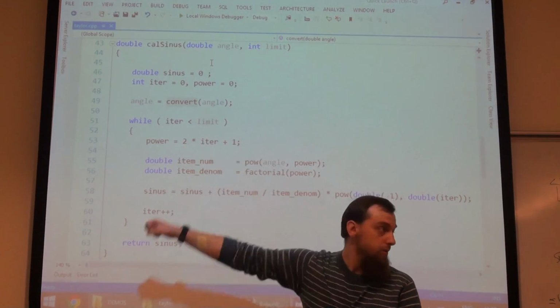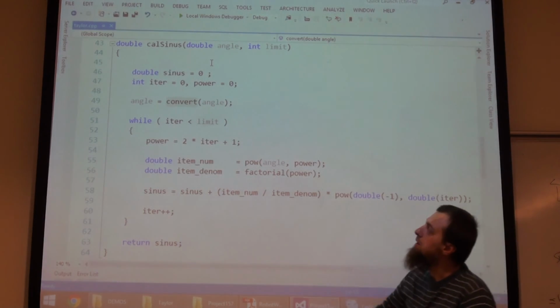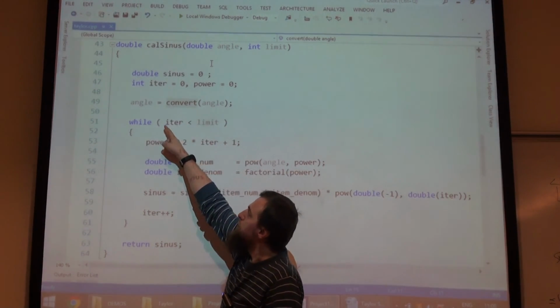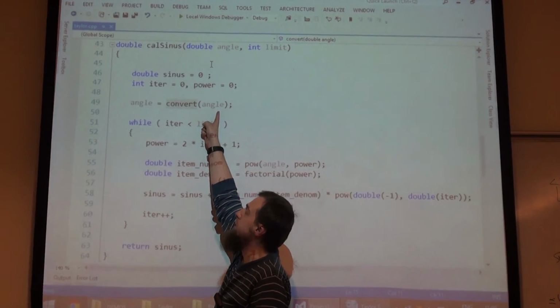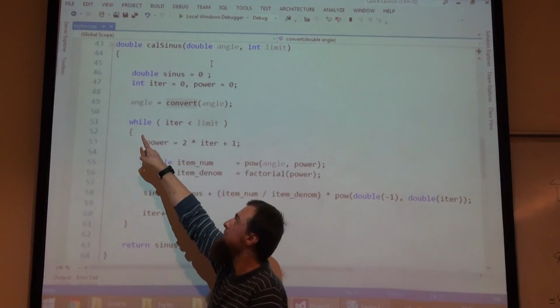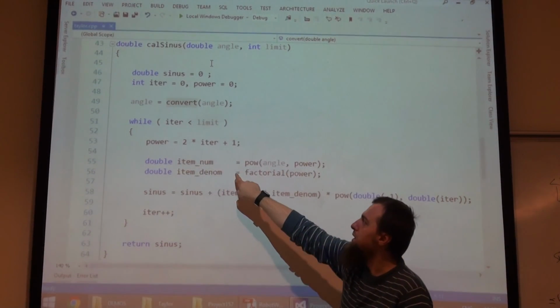And the power is 0. The power is this one. It's 0, then 1, 2, and so on. We want to convert, initially we find the angle, we give it as degrees, but we convert it to radians. And this is what we are finding.